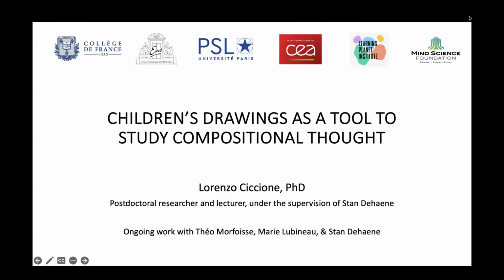Today, I'm going to talk about children's drawing as a tool to study compositional thought. All this is preliminary work I've been doing with Théo, Marie, and Stan Dehaene at NeuroSpin. So this is ongoing work, not published yet. Take it as an opportunity to see the science that is being done in our lab. And of course, we would be happy to take any feedback, comments, or questions you might have at this stage.